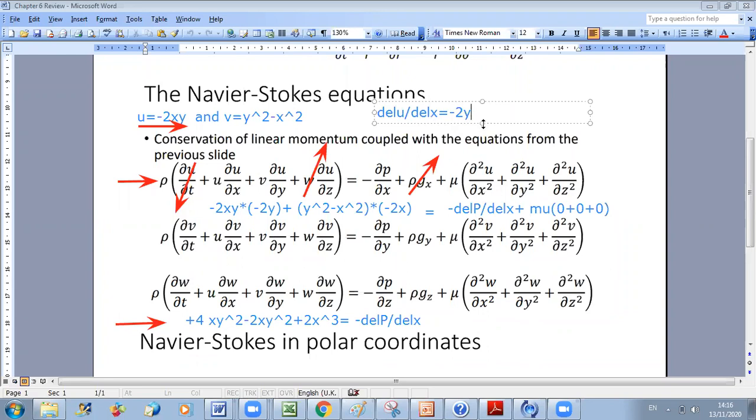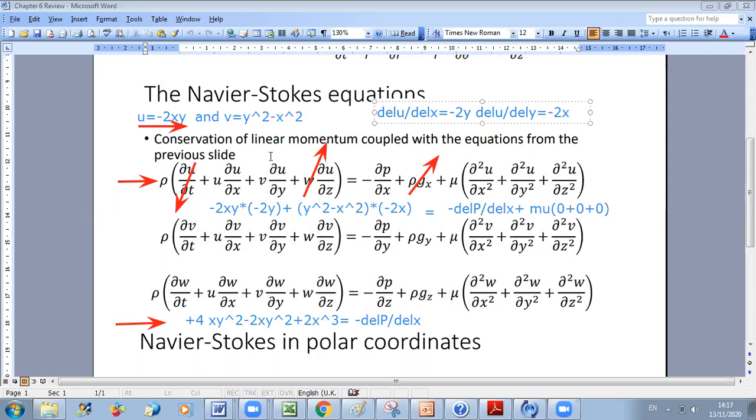0. Okay, so del square u by del x square is 0. The same for the second term. If you do del u by del y, it's minus 2x. It's only a function of x. So if you derive now with respect to y to obtain the second derivative, it will be 0 also. Yes, thank you, doctor. Okay.